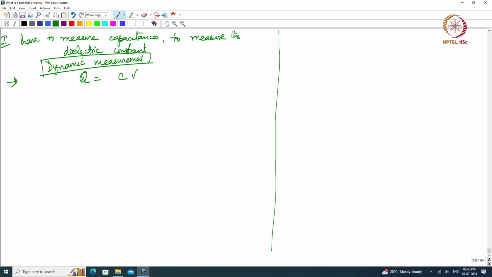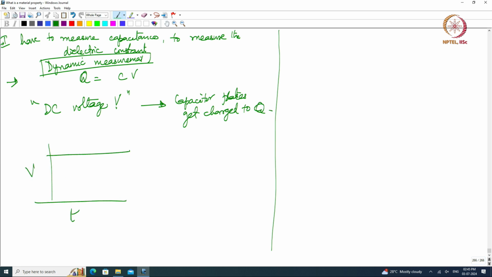Now, why do I do a dynamic measurement? Because let us say I apply some DC voltage V, right. Then the capacitor gets charged, the plates get charged to Q. I applied a constant voltage V as a function of time, and I have charge as a function of time, which is Q.